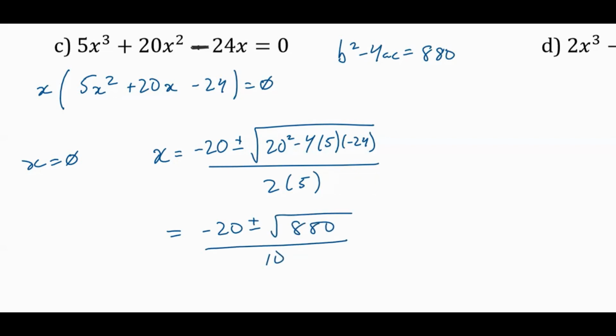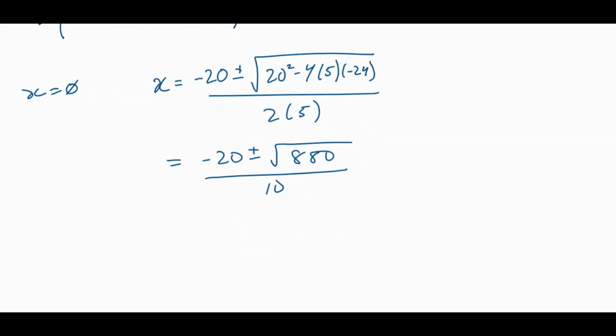Now, this is going to be a quick review, but depending on the instructions, what if it said exact value? Then you'd have to reduce and fully reduce. You'd have to reduce this 880. I think it's obvious that it's divisible by 4. So do that.